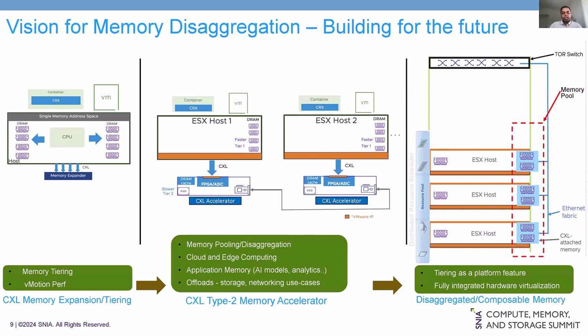Like I mentioned, VMware has been working on CXL. We are going to support memory expanders with CXL. We'll also be supporting memory tiering solutions. And then we'll move on to support CXL-based accelerators, which will not only provide a better enhanced memory tiering solution, but also provide for a pooling solution and disaggregation.